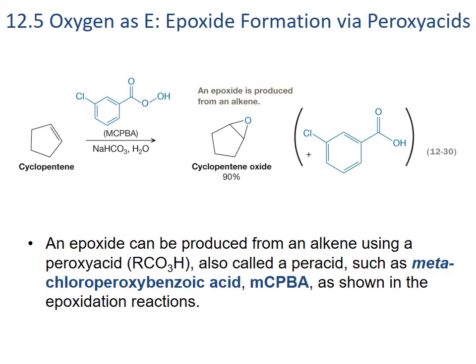Oxygen can also function as an electrophile, but it takes a special circumstance to make oxygen positive. The main source for a positively charged oxygen is metachloroperoxybenzoic acid, abbreviated mCPBA. Technically, any peroxy acid could react, but mCPBA is widely used because it's very effective. The product of these reactions is an epoxide.